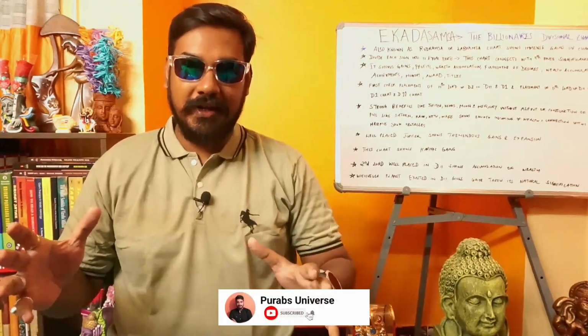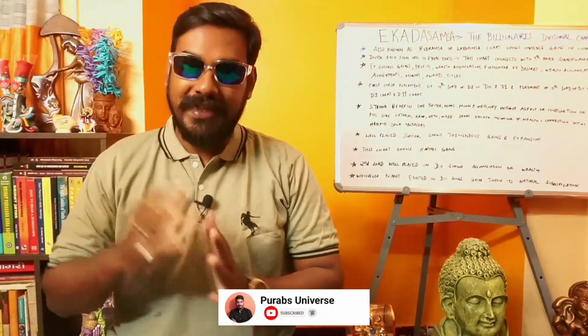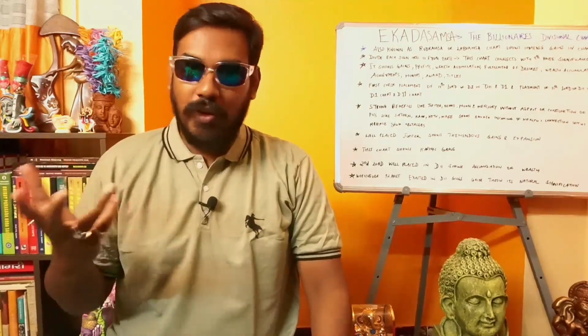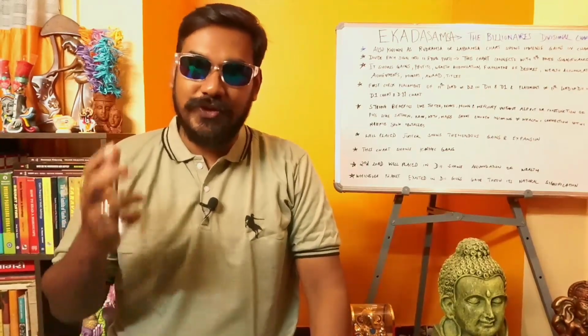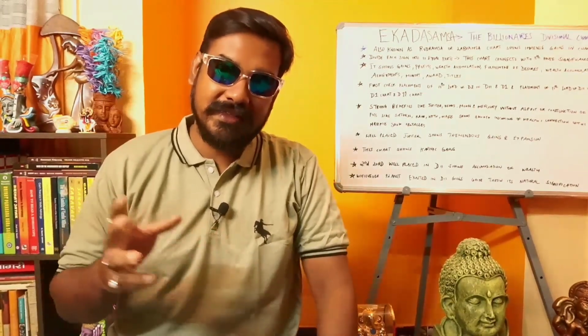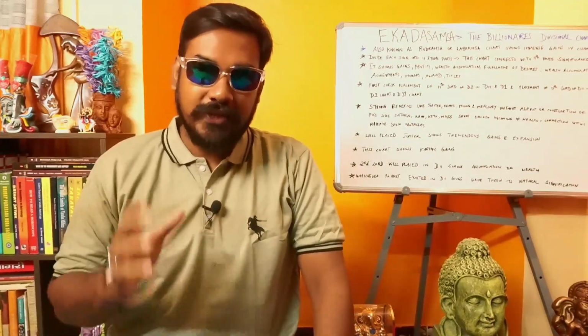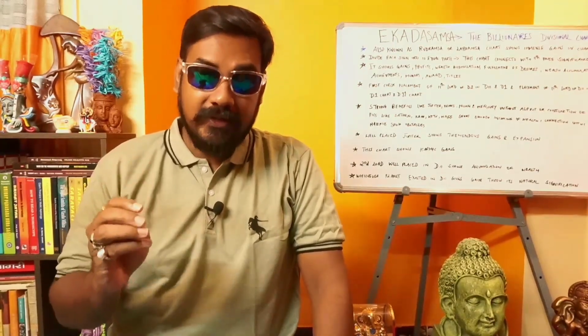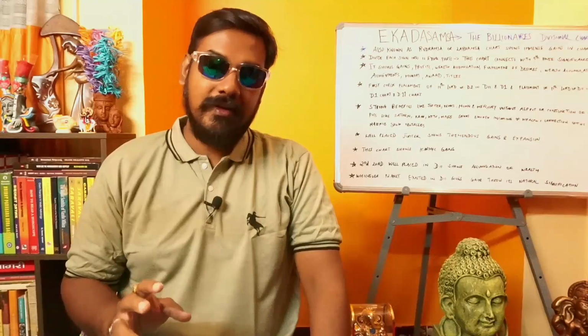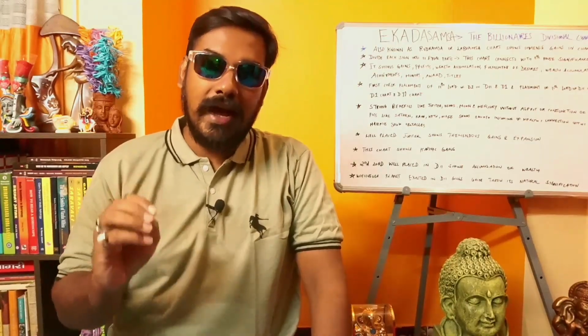So today we are going to talk about the D11 chart in astrology. D11 chart. What is D11 chart? Alright. So D11 chart is also called as Rudramsha. It is also called as Ekadasamsa, and it is also called as Labhamsha.